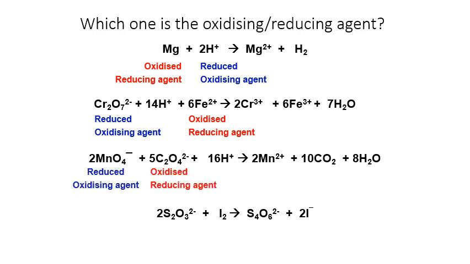Same with the manganate. Manganate is being reduced, therefore it is the oxidizing agent, and manganate is a very famous oxidizing agent. And the oxalate has been oxidized, so it must be the reducing agent. And the final one is thiosulfate. It is the reducing agent. It has been oxidized, and it's actually quite a famous reducing agent. And the iodine has gone from 0, elemental iodine, to 1-, so it must be the oxidizing agent, for its oxidation number has been reduced. So hopefully you got 4 out of 4.